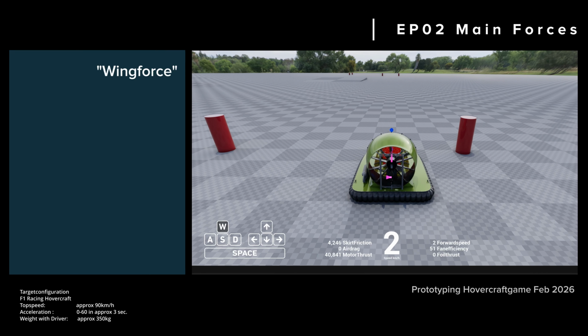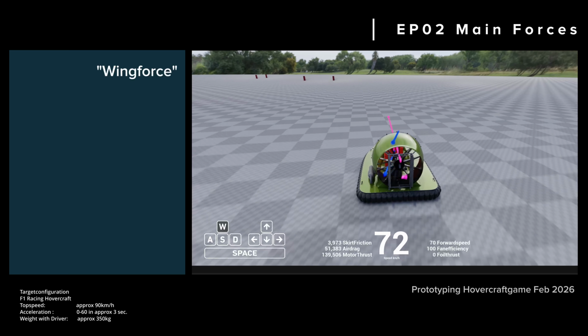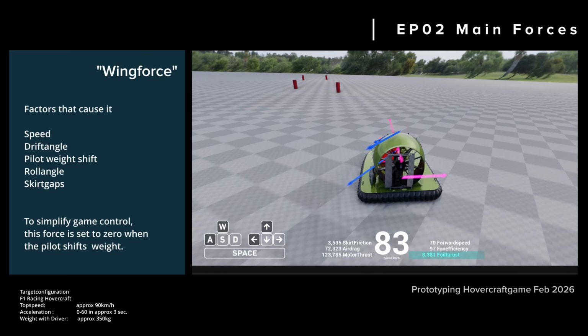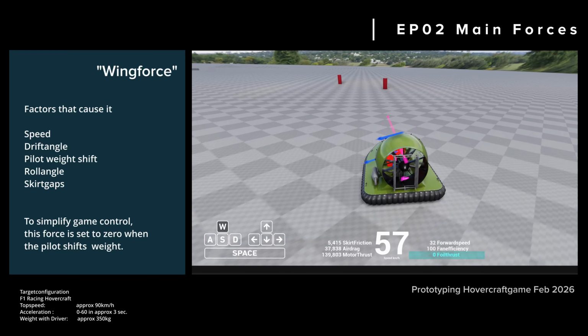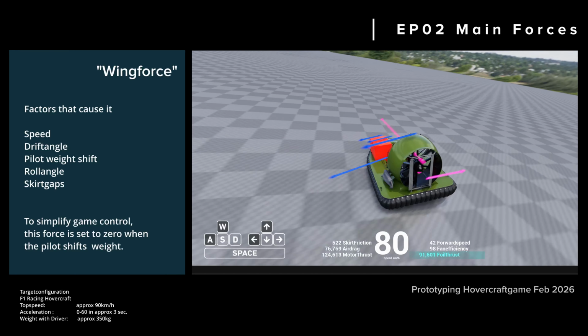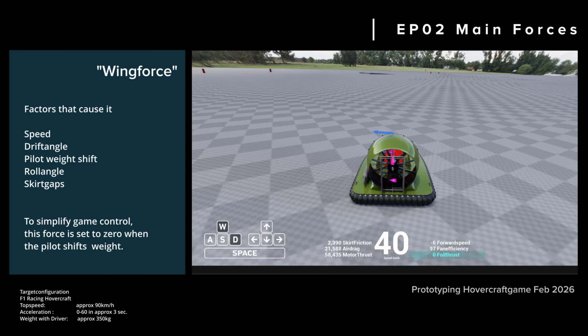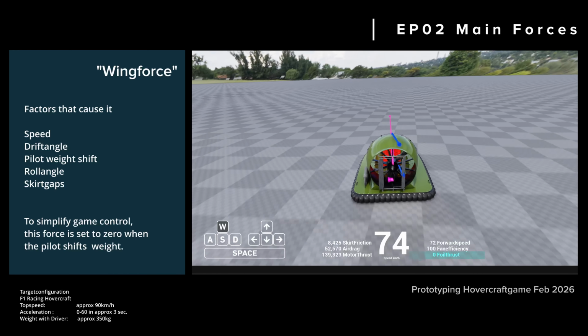Foil force. This is a situation-dependent force that can have a massive impact. Depending on the speed, drift angle, weight shift of the pilot, and roll angle of the hovercraft, massive lift is generated comparable to an aircraft wing. This slows the hovercraft down just as dramatically. If you don't react quickly to this behavior, there is a possibility that the hovercraft will flip over.